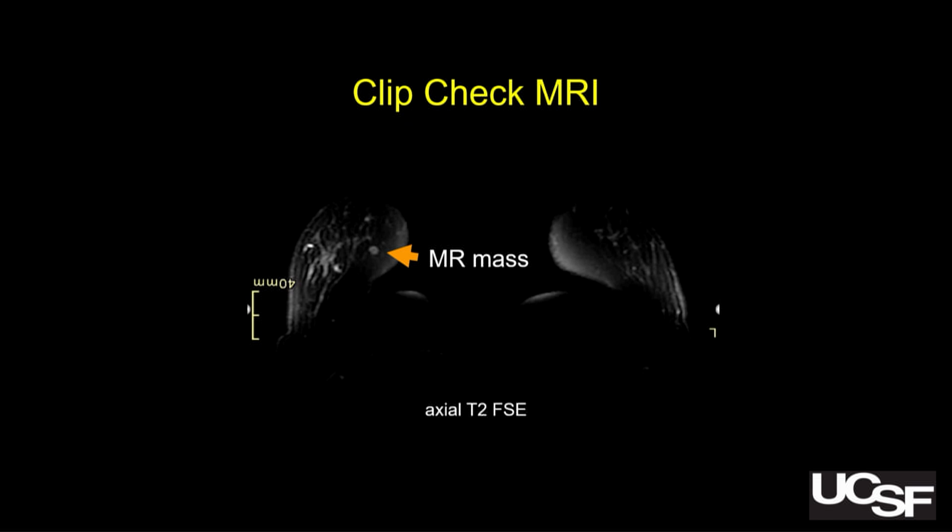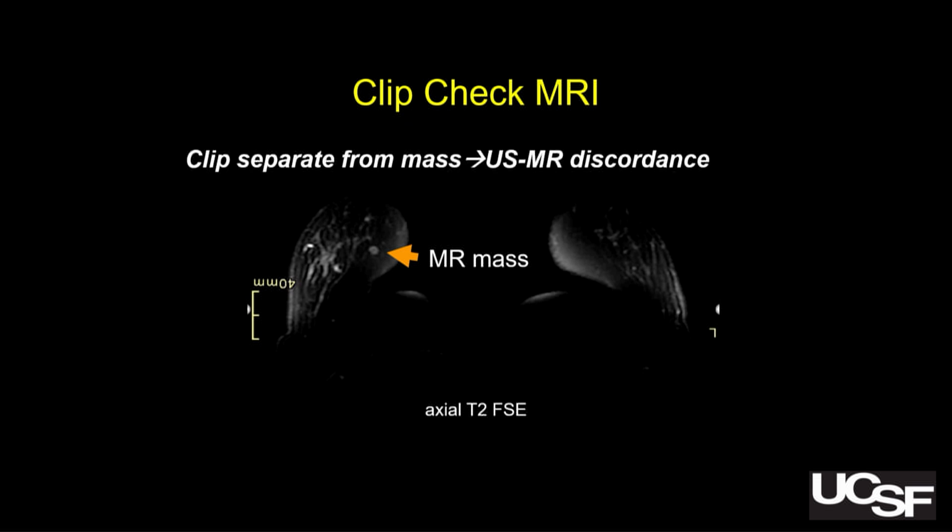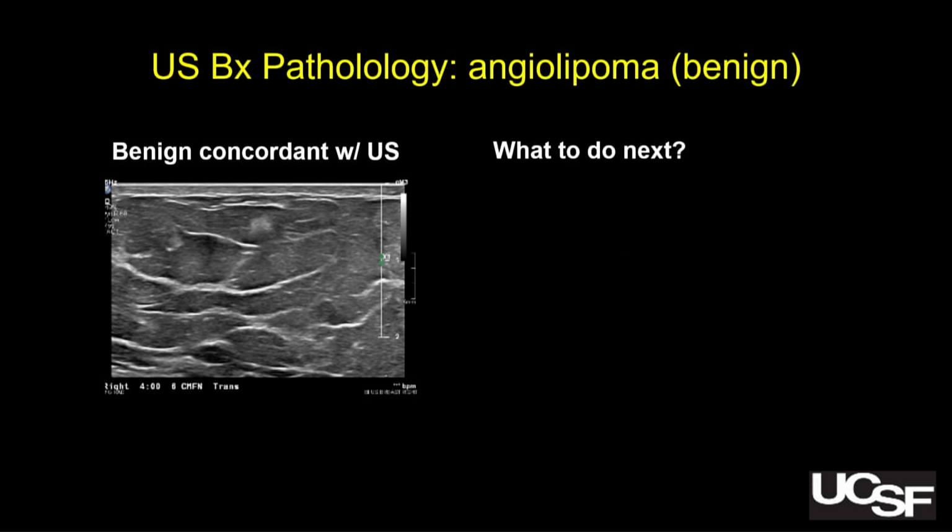And these are the kinds of scans that we try to get the patient squeezed in between regular patients. And we just negotiate with the technologist and say, you don't need an IV. She's already had an MR. Just put her in the coil and scan. So the clip's separate from the mass. We have ultrasound, MRI, discordance. We do want to, of course, check the pathology, because what if it's cancer, right? Then that's a different workflow.